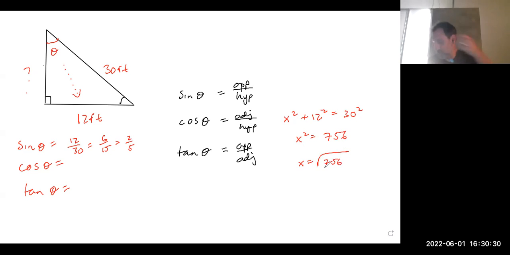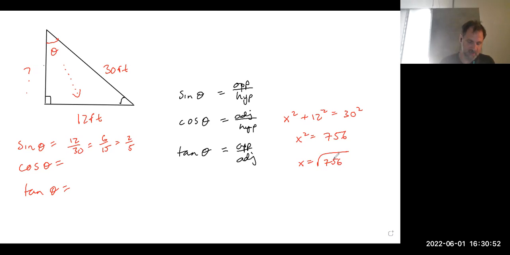Now, sometimes you're going to need to give these as exact answers. Sometimes you can do decimal approximations. If this is an exact answer, then I'm going to need to simplify this radical, and I've got a video that walks you through how to do that sort of step by step.